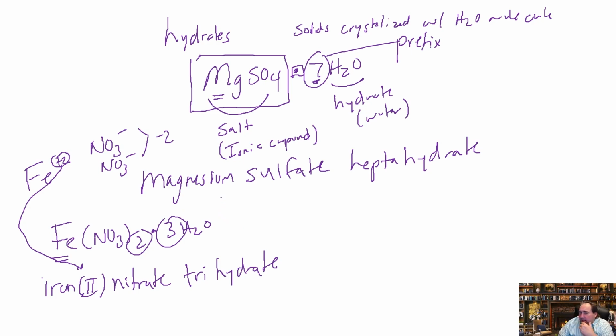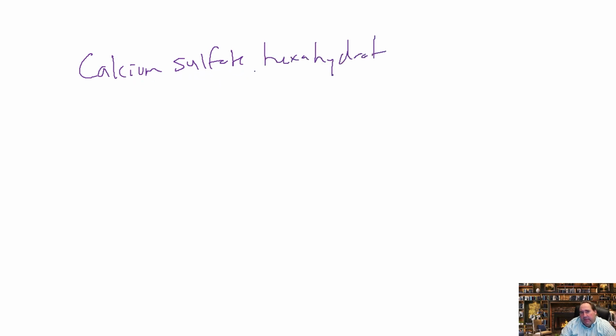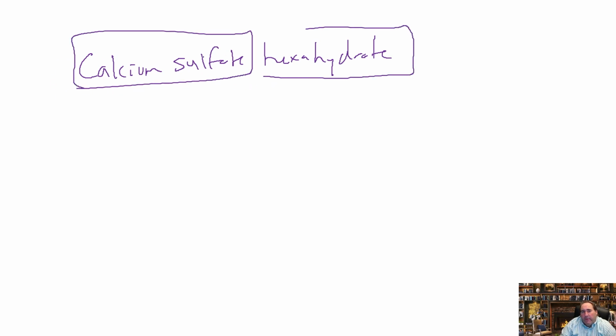So hydrates are interesting things, and they're named a little bit differently. They also have that little dot between the salt part, or ionic part, and the water part. If you're going backwards, in terms of having to write the formula from a name like calcium sulfate hexahydrate, you would just take the salt part and the water part.